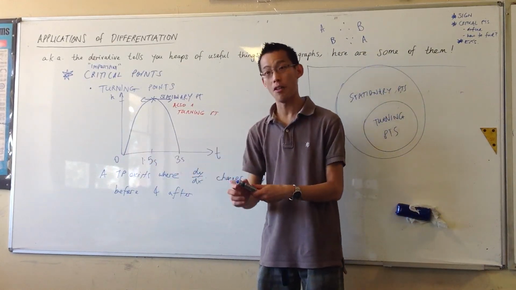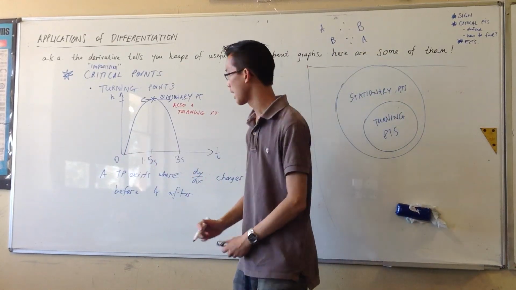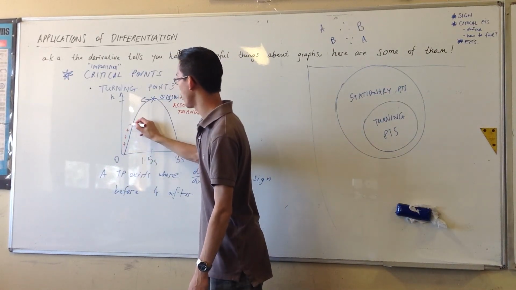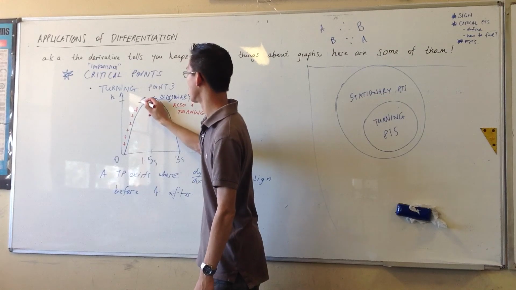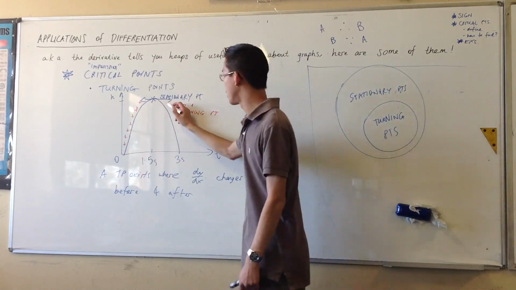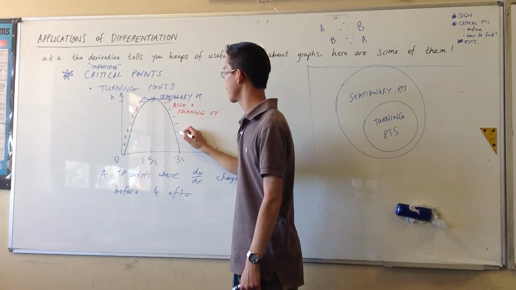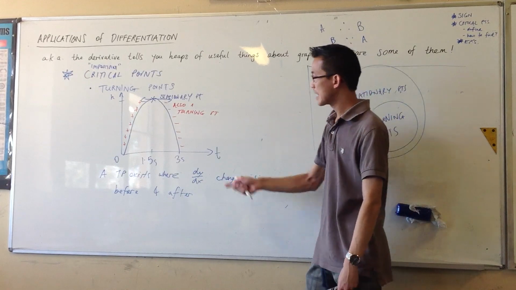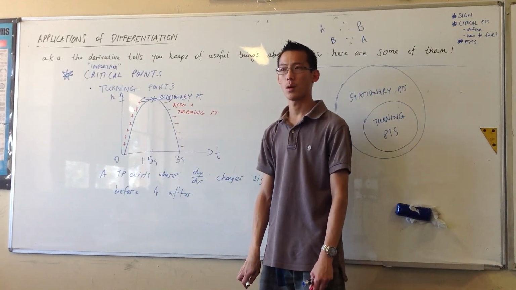If I were to draw on there, what is the sign of the derivative? Well, because this part here, they're all increasing, so it'd be positive, positive, positive, positive, positive. And then there's this point, and after that, the derivative, the gradient function, is negative. So because dy on dx has changed sign, that's what makes that a turning point.